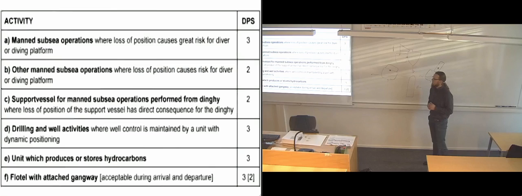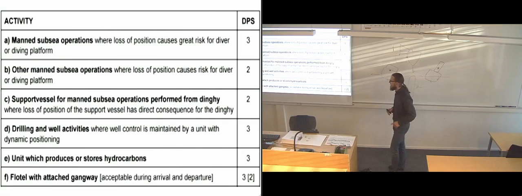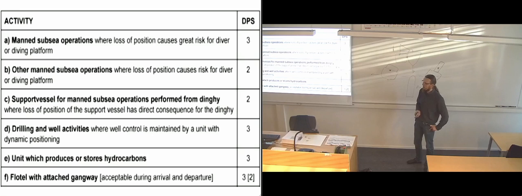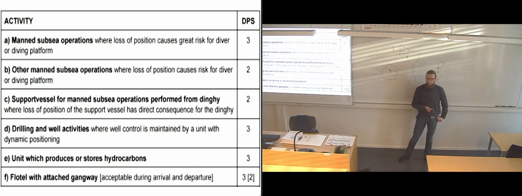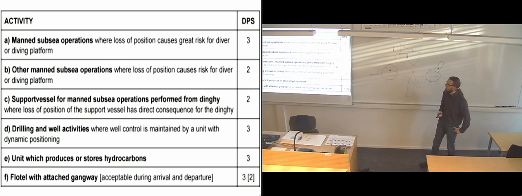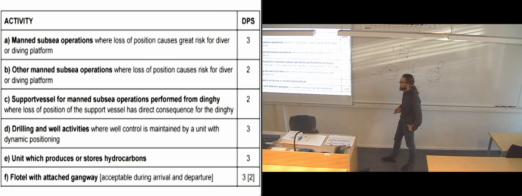And for different activities, there is usually a set DP system that is needed. So here I've split this table in two. A manned subsea operation, where loss of position will cause great risk for a diver or diving platform, we of course need a level 3 system. So we want the safest system there.